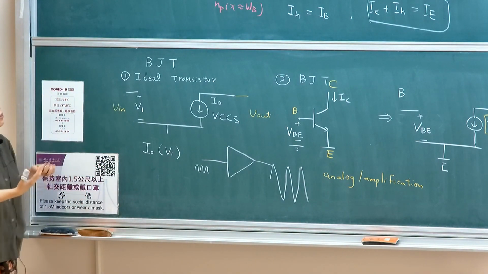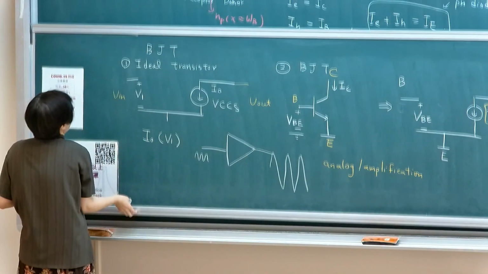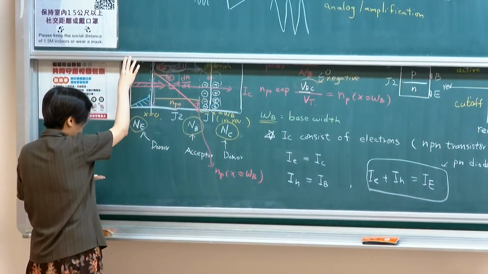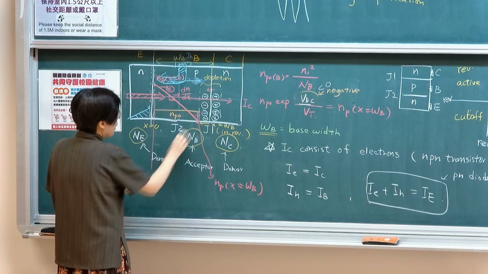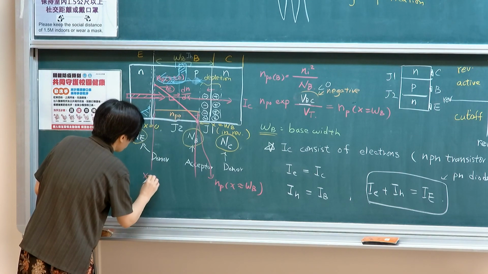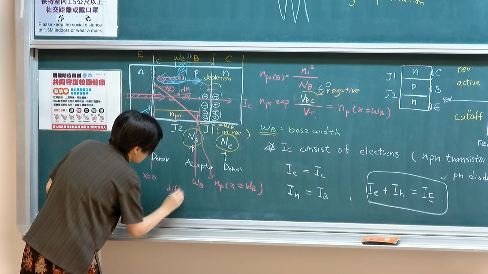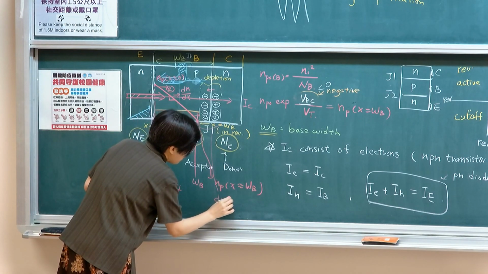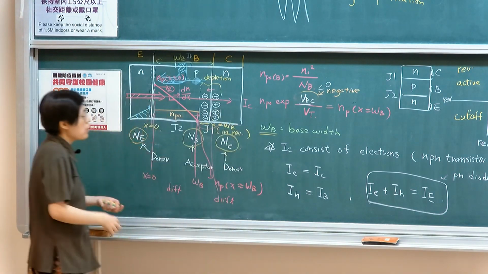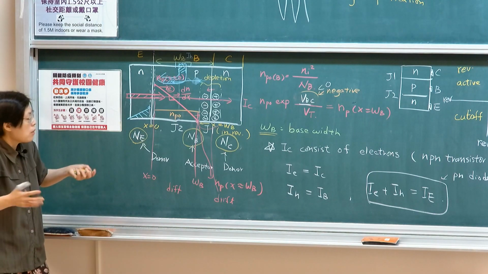So in the travel of electrons to the collector, it will of course take both diffusion and drift. If I'm looking at an electron through this process, from point 0 to WB, it will be diffusion. And from here to here, it will be drift. And flowing through the neutral region is actually mostly drift, if you think about what happens.